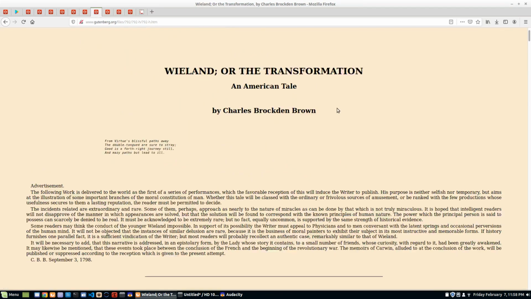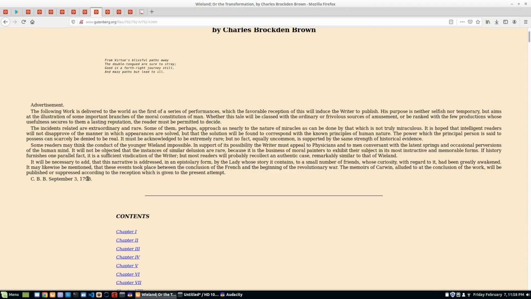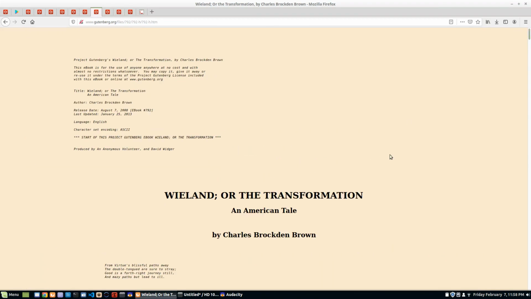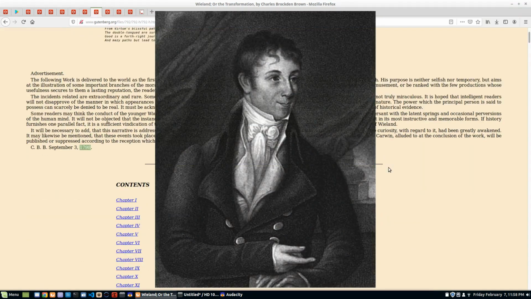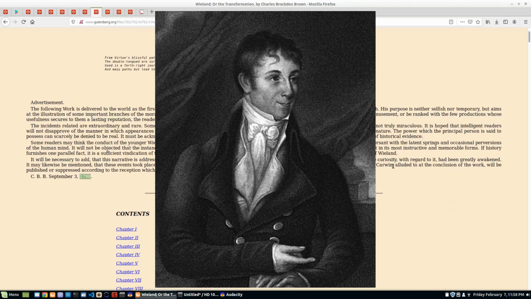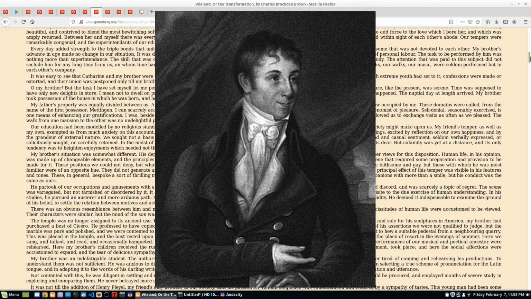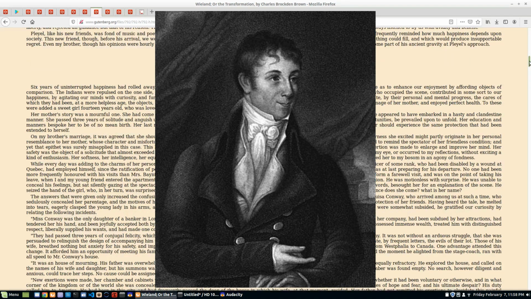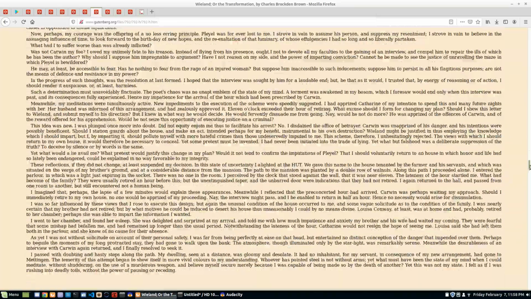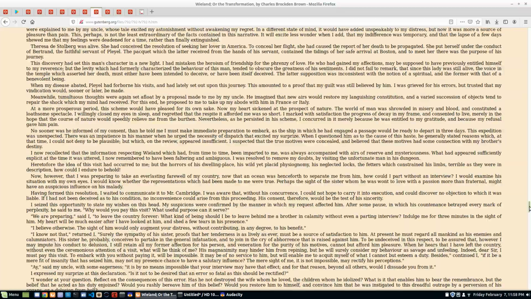1798, there we go. It's a very strange book, very strange. It's a horror story about basically demonic possession. I mean, it's a really weird story, and it's not really what you would have expected from that time period. So it's kind of an oddity.